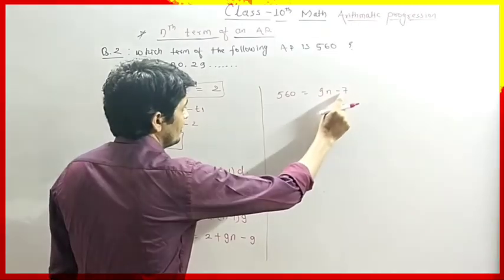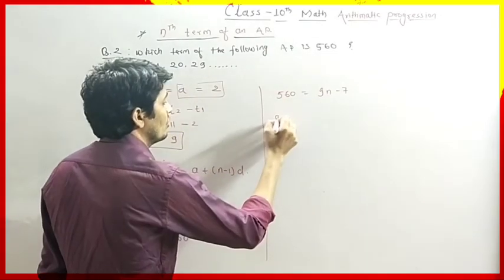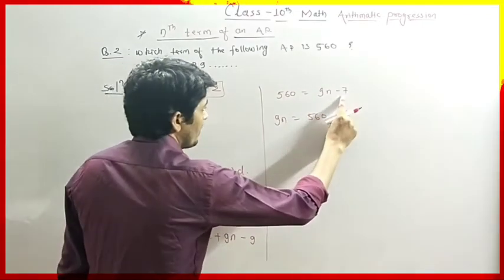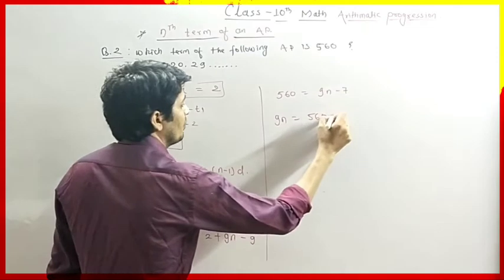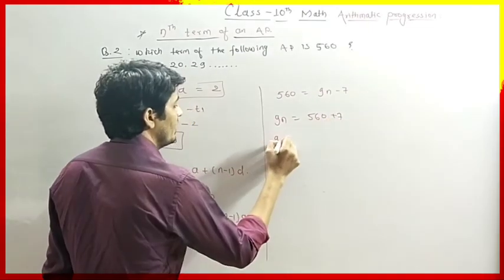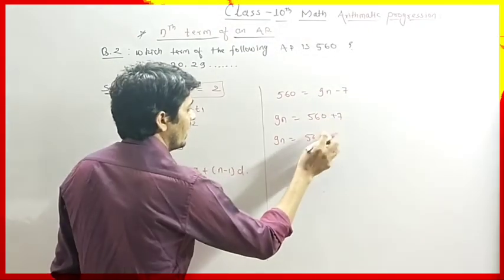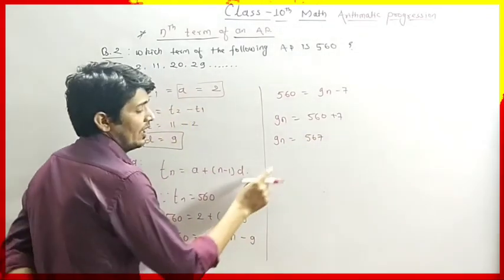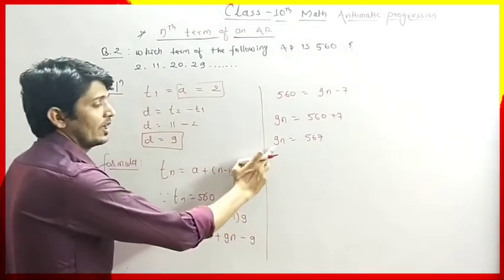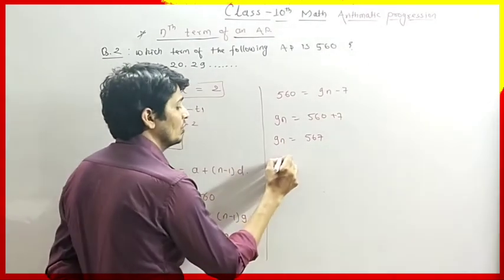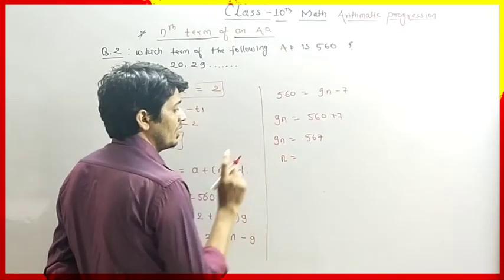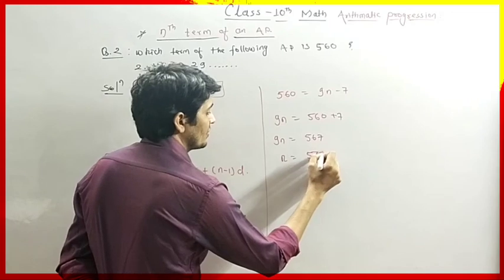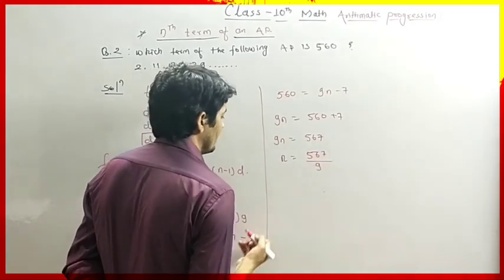So we will transfer this 7 first. So 9n equals, see, it is 560. When we transfer minus 7 to the other side, it becomes plus 7. So 9n equals 567. Now in order to calculate n, we have to transfer this 9 also. So n equals, 9 is in multiplication form with n, so we will go to division form. So it is 567 divided by 9.